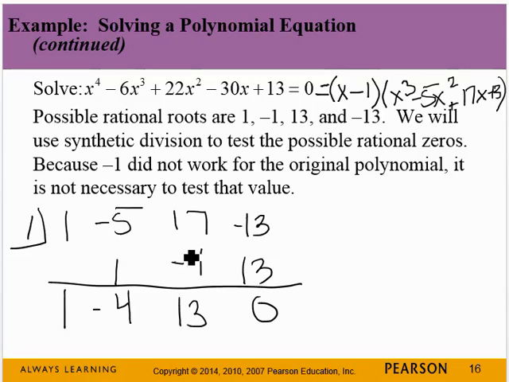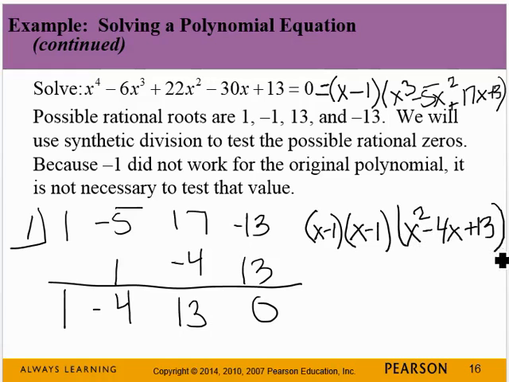So 1 again is a root. So you have x minus 1, x minus 1. Now you have x squared minus 4x plus 13. Remember, I have x squared because I have to go 1 down from my exponent before. So you're almost done solving.